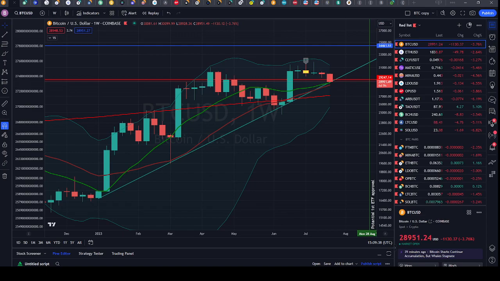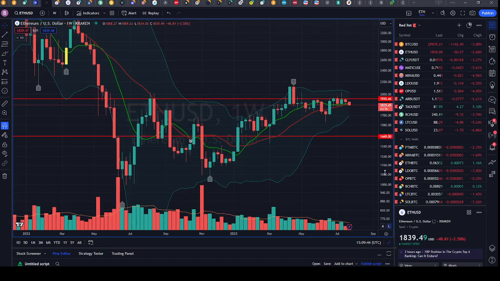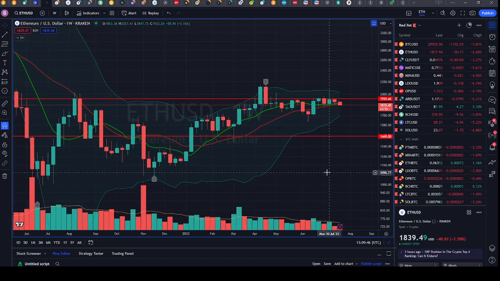Let's take a look at ETH. I think ETH actually looks a little bit less healthy, if I'm not mistaken. We'll come back to Bitcoin in a minute on the daily time frame. On the weekly, ETH is actually even a little worse off. It's below the 10 and the 20-week moving average.